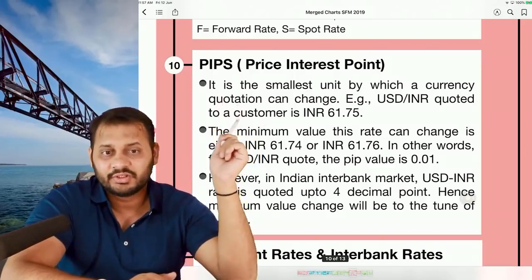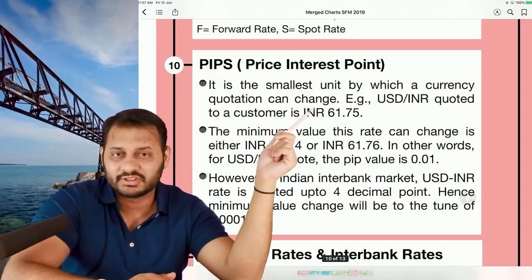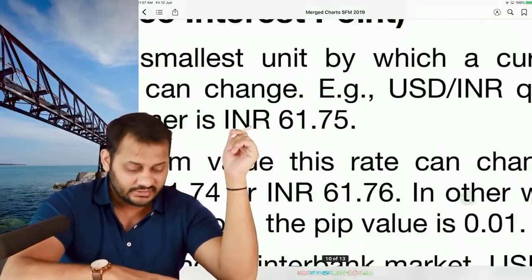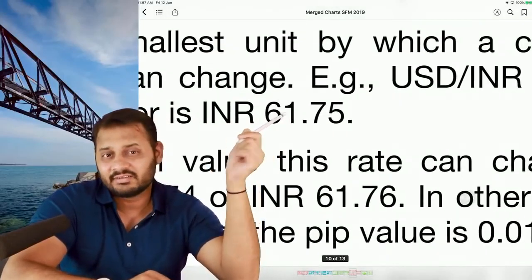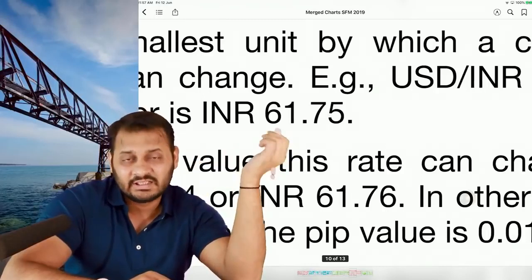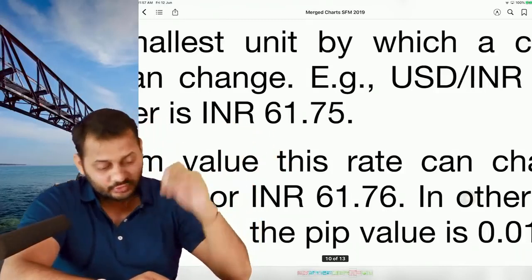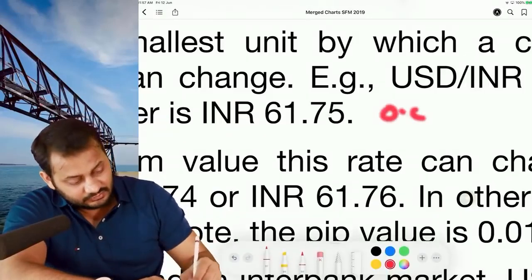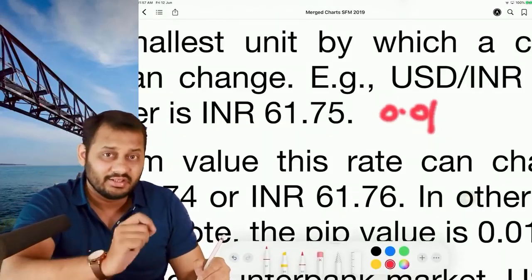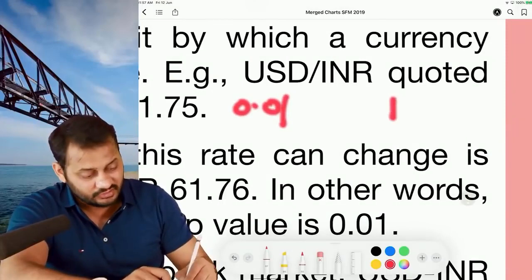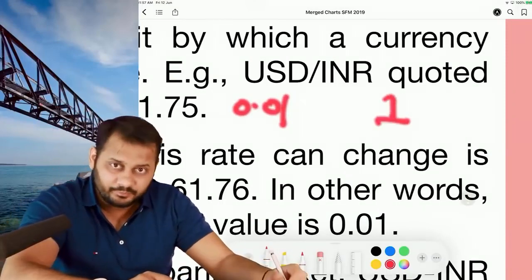USD INR quoted to a customer is INR 61.75. So if it is given as 75, what can be the next rate? 61.76, 77, 78, 79. So that 0.01 is the smallest change, and this 1 is called a pip.